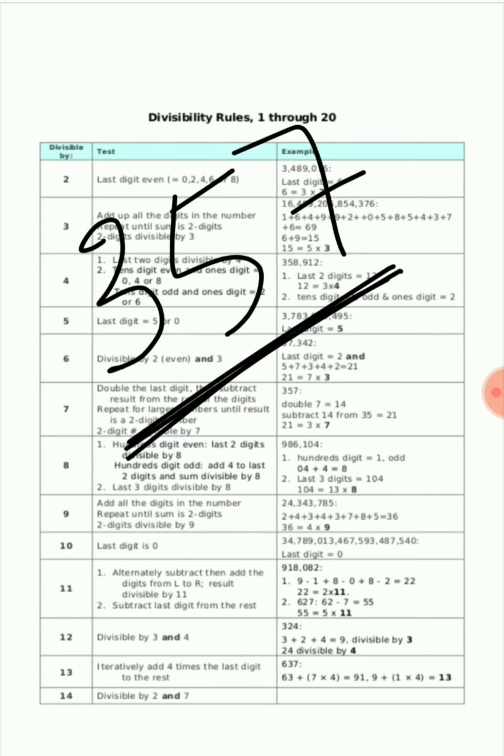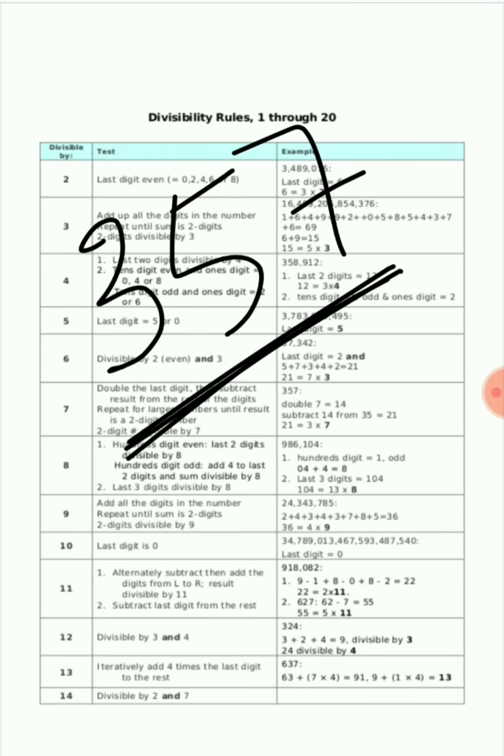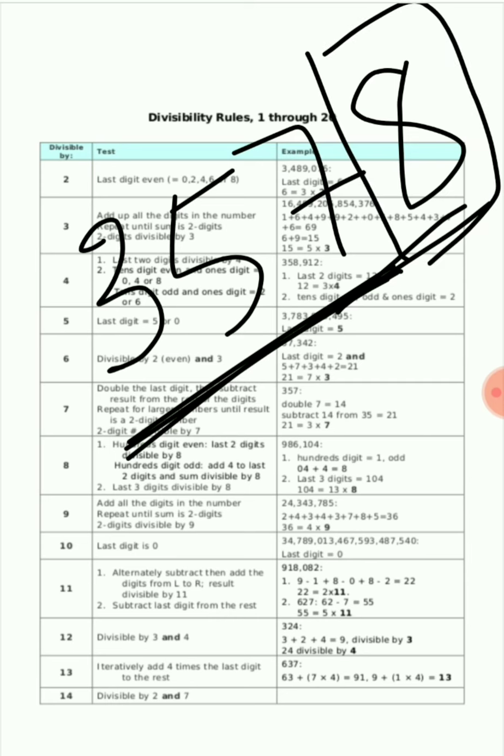Suppose the number is 3578. In this case, we want to check if this number is divisible by 7. Similarly, we truncate the last digit and the remaining number will be 357. Now we subtract the double of the last digit from the remaining number, that is 357 minus 8 times 2, minus 16.